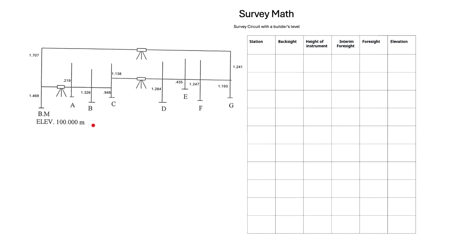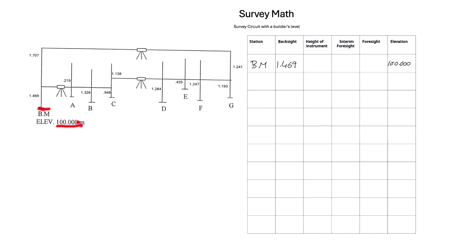Now, let's start. We are starting with our first station, which is the benchmark, and the elevation is given to us, which is 100. Now this is all in meters. I'm not going to write meters into everything here and make it look cluttered. I'll just pop in the numbers. So now we have a backsight reading, correct? That is given to us here, 1.469. So we put that in the backsight column, 1.469. Now check this out. We have a known elevation of 100.